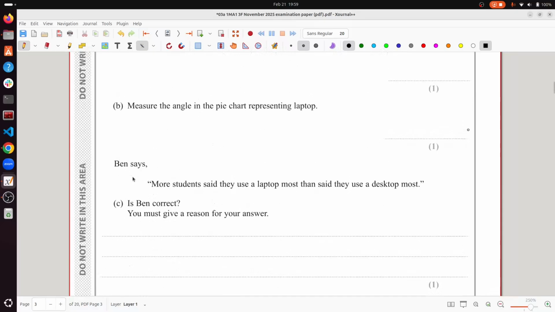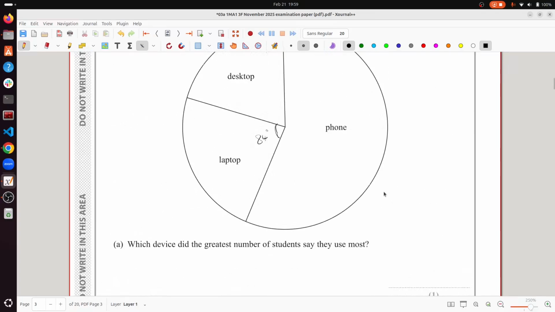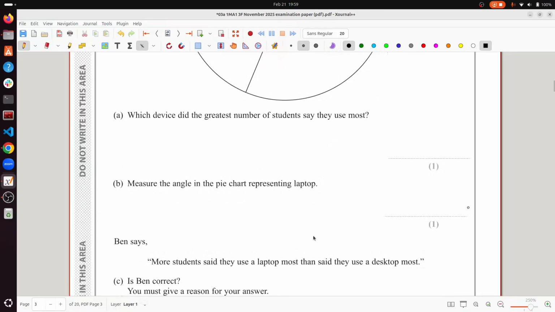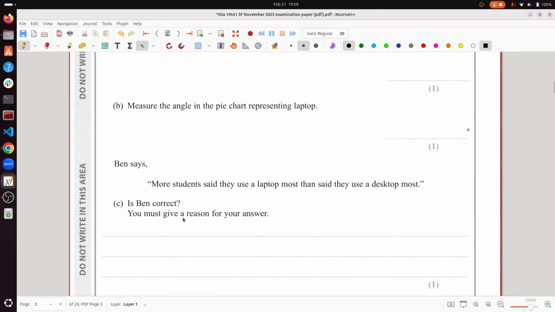C says Ben says most students said they use a laptop most than they said they use a desktop most. A desktop and a laptop. So what we need to do there as well is to measure what this angle is, and I can see that the laptop angle is greater than the desktop angle, so that is correct because I'm comparing the angles in this case, and the angles represent the people that chose the devices.